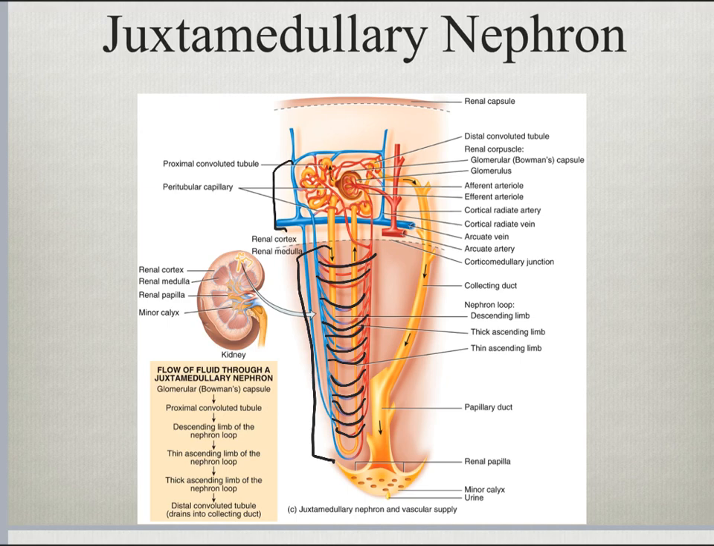urine. Now again, we look at the flow of fluid through a juxtamedullary nephron, pretty much the same as our cortical. We have 1 Bowman's capsule, 2 proximal convoluted tubule, 3 descending limb, 4 ascending limb, 5 we hit that thick ascending limb of the nephron loop, and then 6 we go to the distal convoluted tubule. So then the question is, why are we changing? Let's erase some of these structures here and see what is going on.